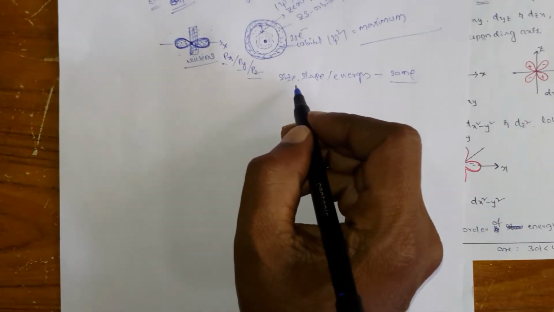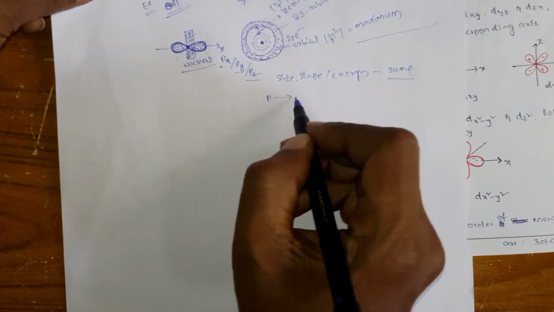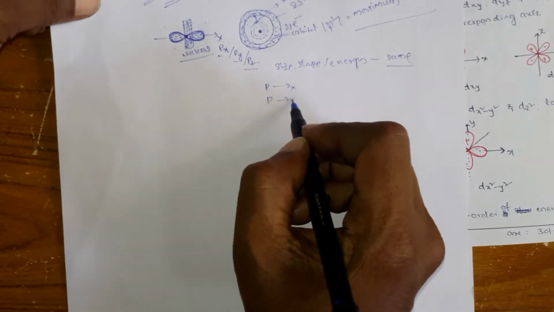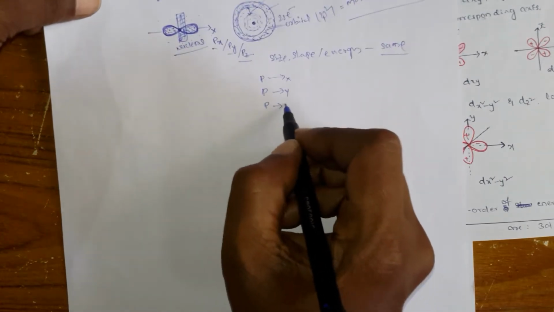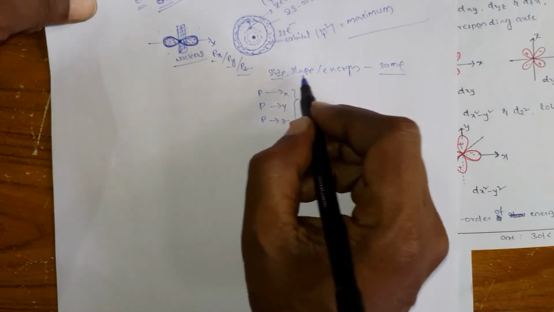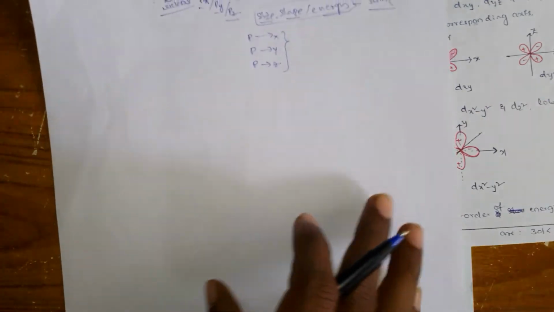Only the direction. One p orbital is around the x axis, another p orbital along the y axis, and one more p orbital along the z axis. That's it. Only the axis is different, but the size, shape, and energy all are the same.